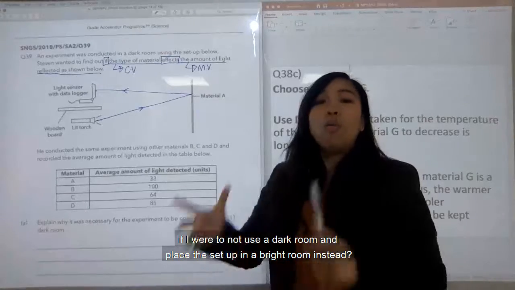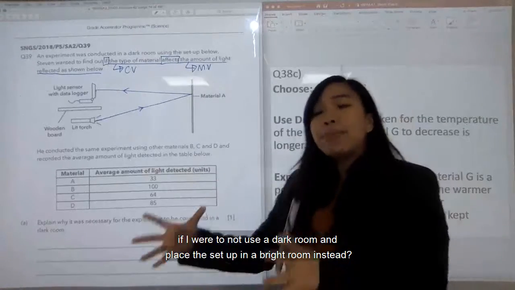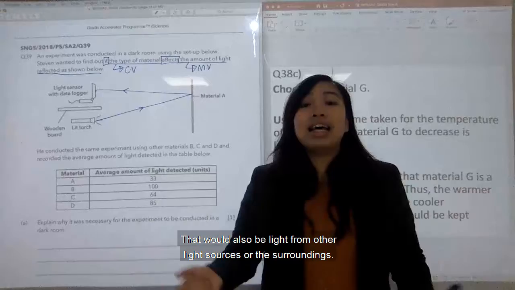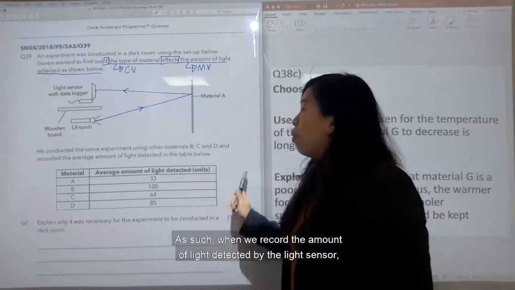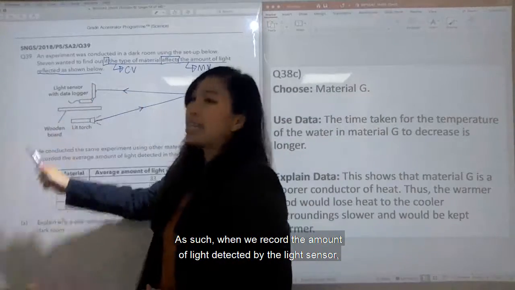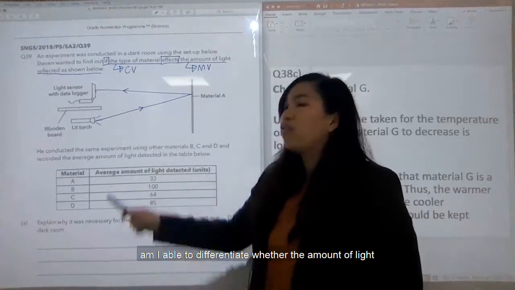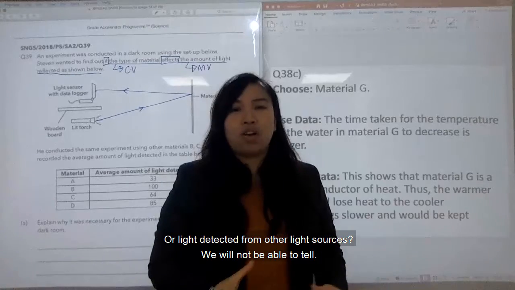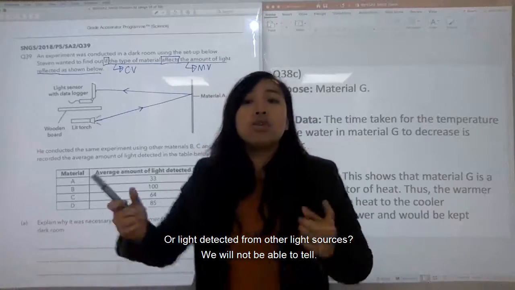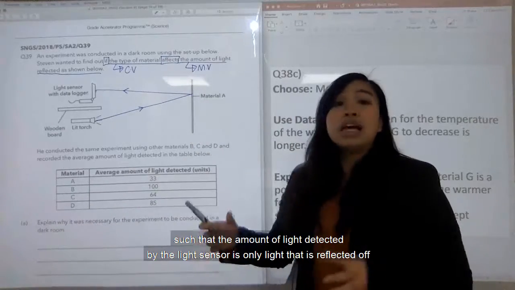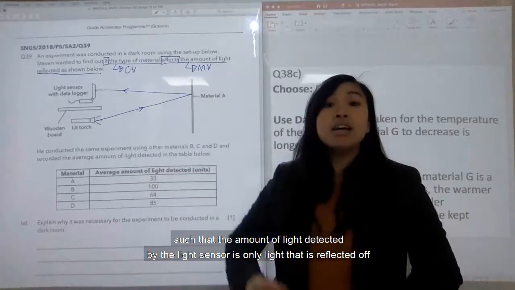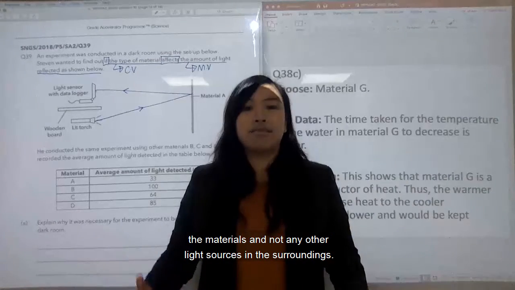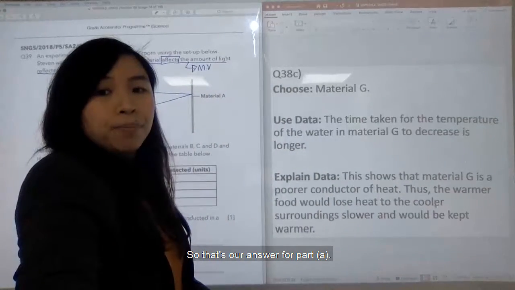So in this case, what happens if I were to not use a dark room and place the setup in a bright room instead? There would also be light from other light sources or the surroundings. As such, when we record the amount of light detected by the light sensor, am I able to differentiate whether the amount of light detected was light reflected from the materials or light detected from other light sources? We will not be able to tell. So it is crucial to keep the experiment in a dark room such that the amount of light detected by the light sensor is only light that is reflected off the materials and not any other light sources in the surroundings. So that's our answer for part A.